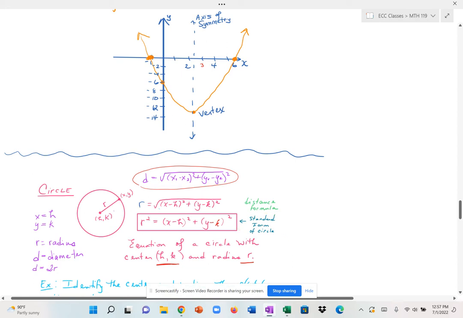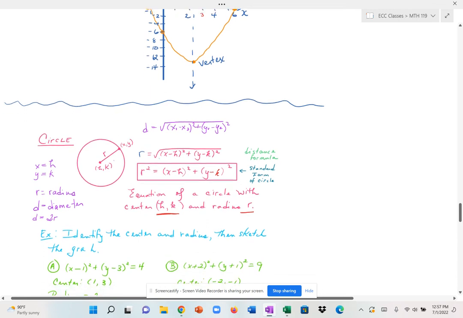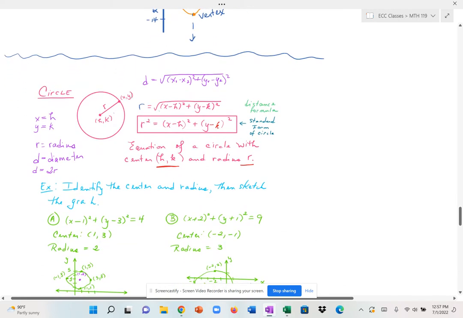Okay, here I want to identify the center and the radius and sketch the graph. This is an example of one that's in exactly this form. So the center would be (1, 3), the opposite signs of these two coordinates. And the radius, remember, here it's r squared. So if this is r squared, my radius is 2.